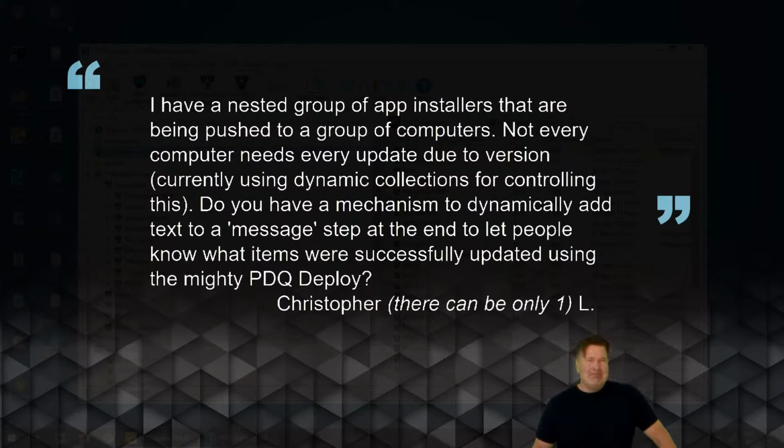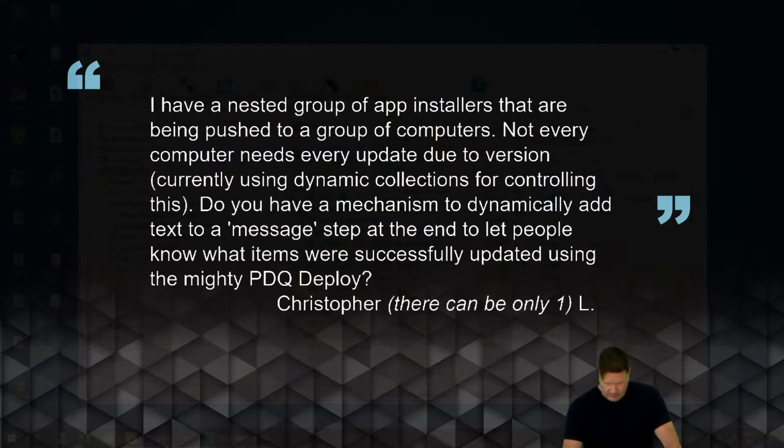All right, dear Lex and Colby, I have a nested group of app installers that are being pushed to a group of computers. Not every computer needs every update due to version, currently using dynamic collections for controlling this. Do you have a mechanism to dynamically add text to a message step at the end to let people know what items were successfully updated using the mighty PDQ Deploy? Sincerely, Christopher, there can only be one L. Highlander. Hey, Christopher. That Highlander, that's a great one.